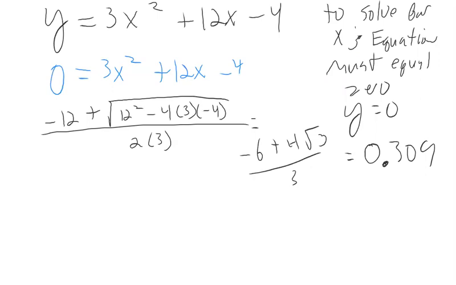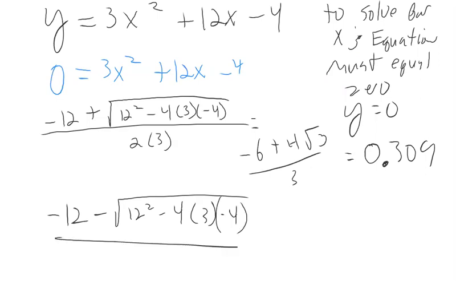All right, I saw a question on chat. You have to do the add and subtract twice. You have to do it twice. So I do it once with an add, and then I have to do it again. You don't get a choice. You have to do it twice. 12 squared minus 4 times 3 times a negative 4 all over 2 times 3.